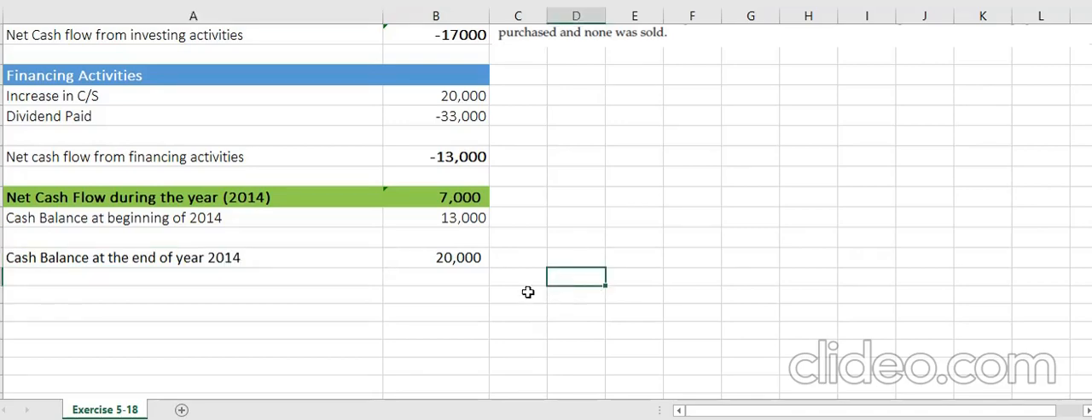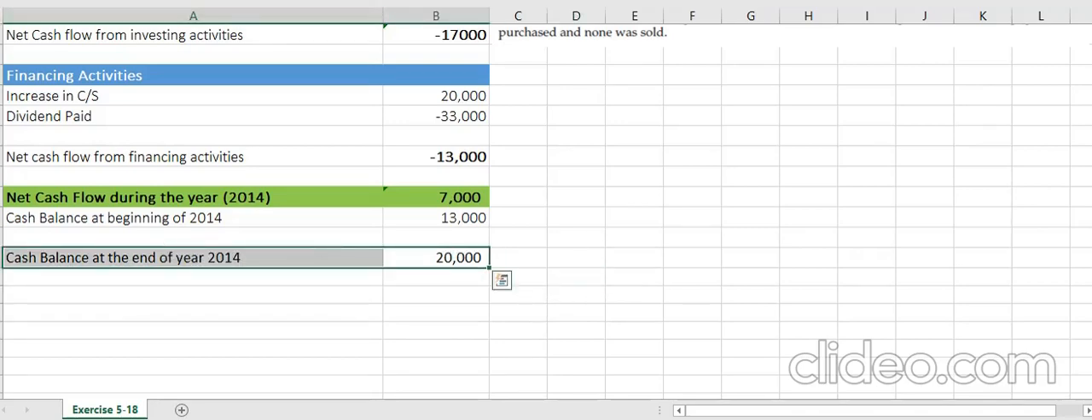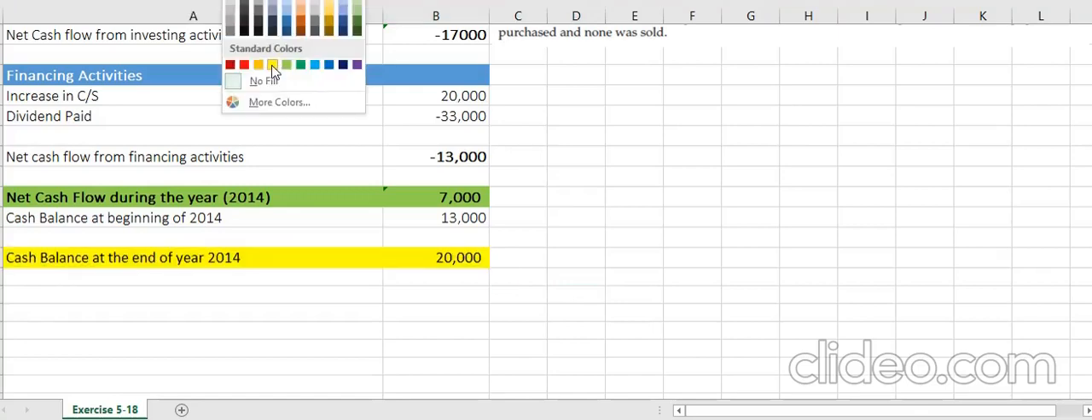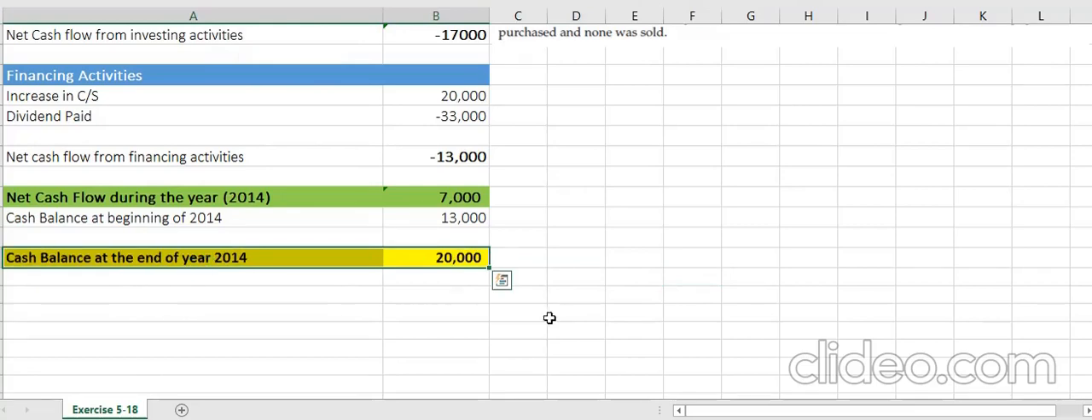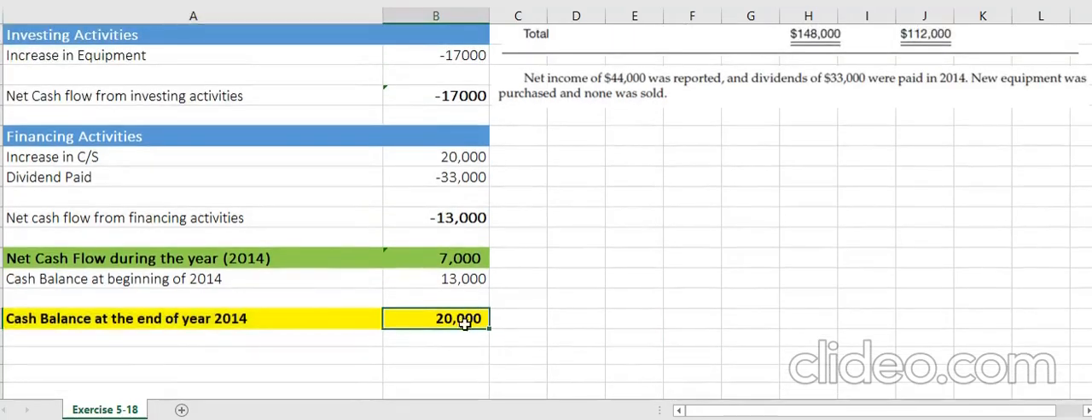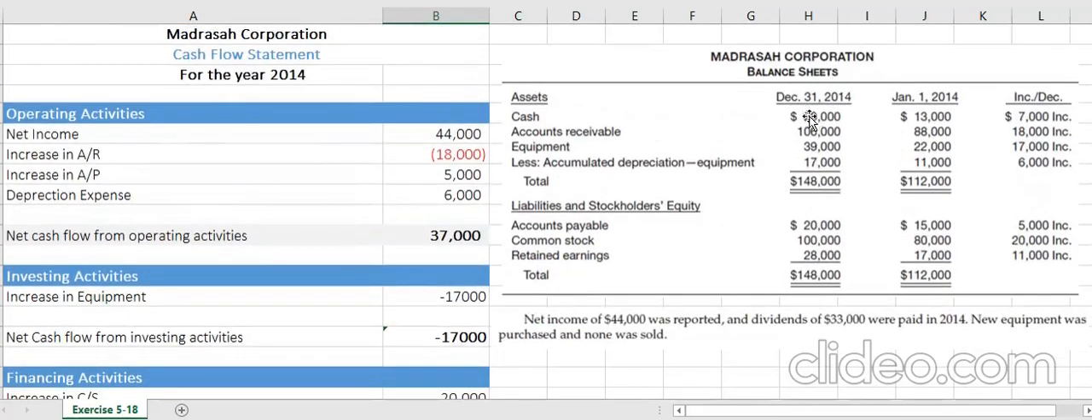So that's actually the whole purpose of solving our numerical, because we wanted to know what my net cash flow is, what my overall cash balance actually is, and it can be cross verified from here as well, that our answer here is $20,000, which is our cash balance at the end of 2014. If you see here the end of 2014, we also had $20,000. It means that our calculation is also correct. Cross verification is there actually.